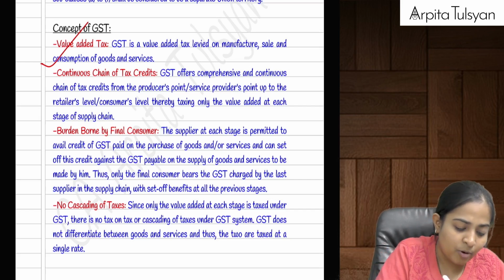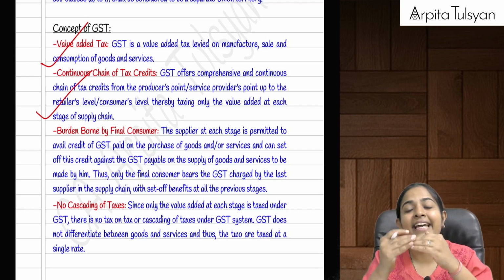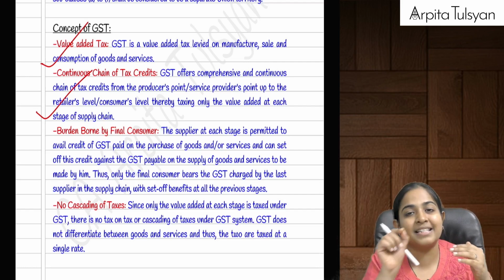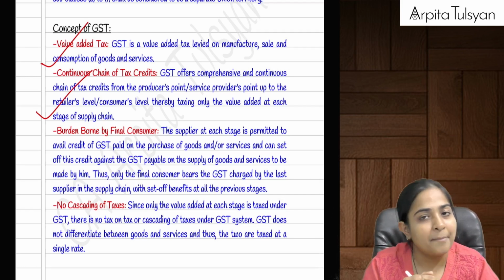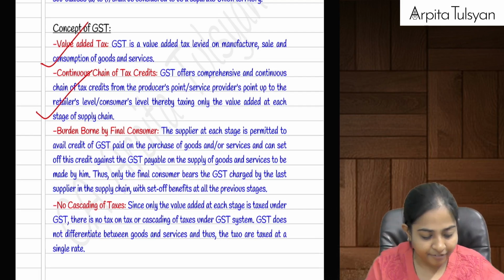Credits are allowed at every level, and therefore this amount of taxes that we have already paid at the time of purchase will be subtracted from my output tax, and we are responsible to pay only the balance taxes. That is the entire lifeline, the lifeline of our GST.